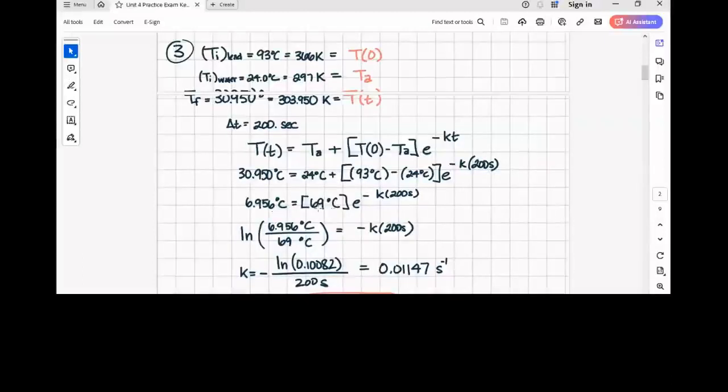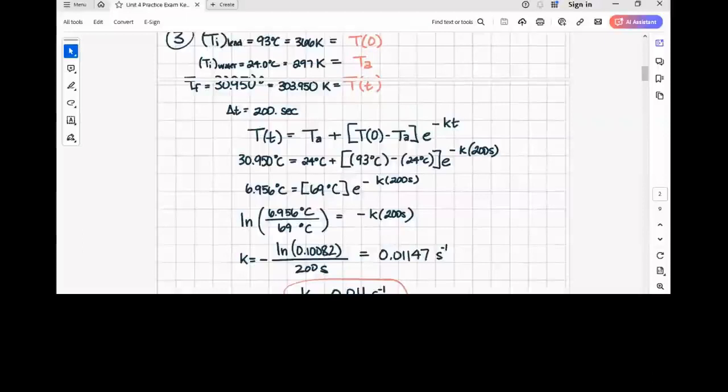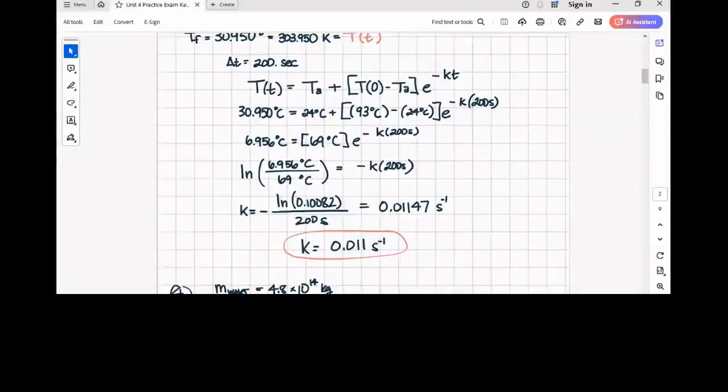I didn't note this beforehand, but the assumption is that you've already divided both sides of this equation by 69 degrees Celsius. So you're left with the natural log of that ratio on the left, and then just the negative k times the time interval, 200 seconds. Because we're calculating the natural log of a quantity that's less than 1, that's going to yield a negative sign. That's going to be canceled out by this negative sign. So you'll end up with a k that has a positive value, and it ends up with units that are just 1/s. So k is 0.011 inverse seconds.